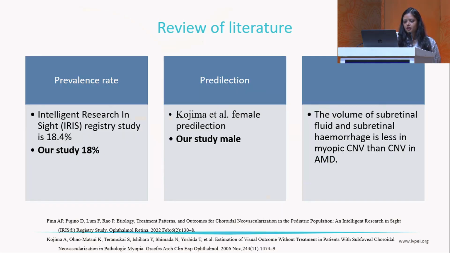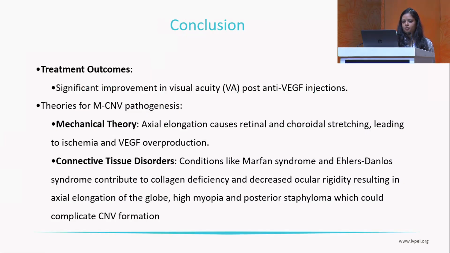In conclusion, the previous IRIS study, that is the Intelligent Research in Sight Registry study, noted a prevalence of 18.4%, whereas in ours it was about 18%. The previous study showed a female predilection, whereas in our study it was male. It was also seen that the volume of subretinal fluid and subretinal hemorrhage is less in myopic CNVM as compared to the CNVM seen in ARMD patients. There was a significant improvement in visual acuity post anti-VEGF injections as compared to patients who did not receive any injection and were followed without treatment.